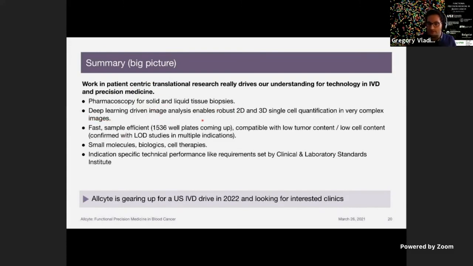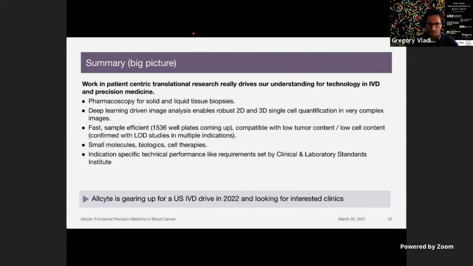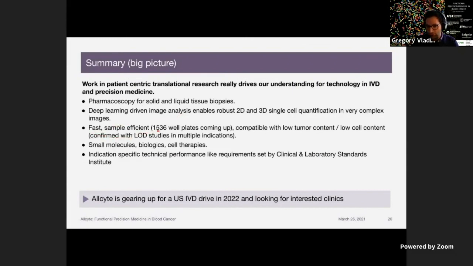Deep learning-driven image analysis enables really robust 2D and 3D single-cell quantification in very complex images. It's fast, sample efficient, and compatible with low tumor content and low cell content, and we know this from limit of detection studies. It works for small molecules, biologics, and cell therapies. And we try to do quite a lot of work on indication-specific technical performance evaluations to really understand, when we're working with material in our platform from many different study centers, how it is working and how we can compare this data together.